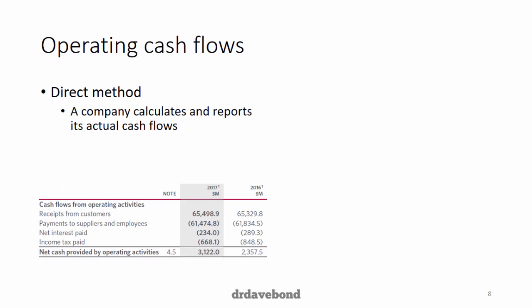So the operating cash flows, the direct method: what in a nutshell happens here is the company looks at how much cash moves in or out. So it looks at the actual cash flows. As we can see down here, in this case Woolworths received about $95.5 billion from customers. They provided $61.5 billion to suppliers and employees. They paid interest of $234 million, and they paid income tax of $668 million. So overall, their net cash provided from operating activities was around $3.1 billion.